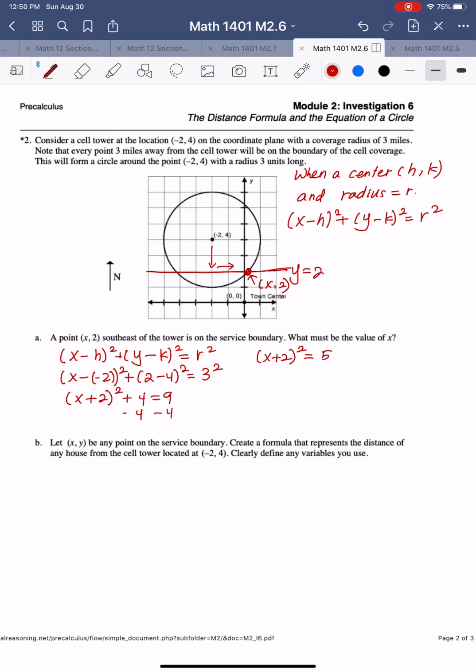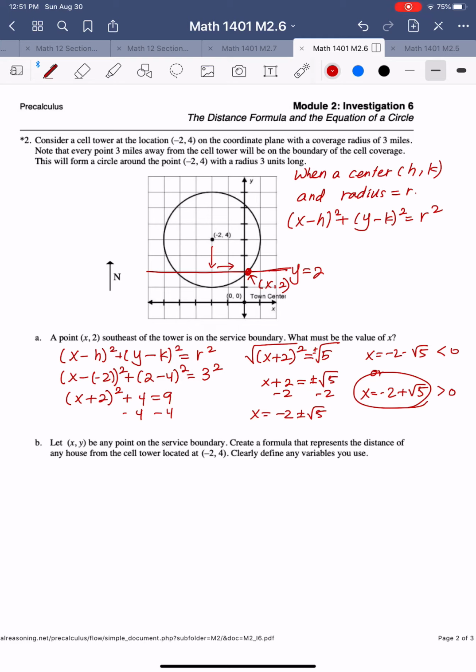And then for x plus 2, I need to put the square root on with a plus minus, equal to plus minus radical 5. And then subtract 2 from both sides, x equals negative 2 plus radical 5. So x equals negative 2 minus radical 5, or x equals negative 2 plus radical 5. But it has to be the positive number. This is positive, this is negative, right? So we have to take x as this number. So that's the x value. If you use a calculator to approximate it, it's going to be about 0.236.